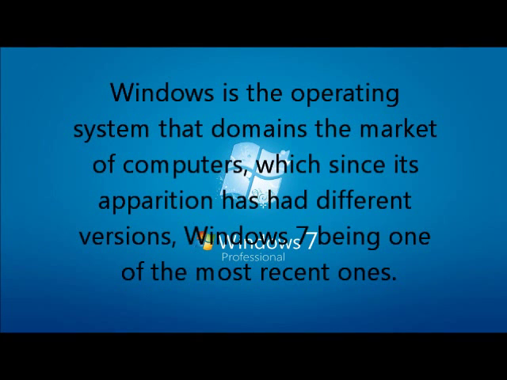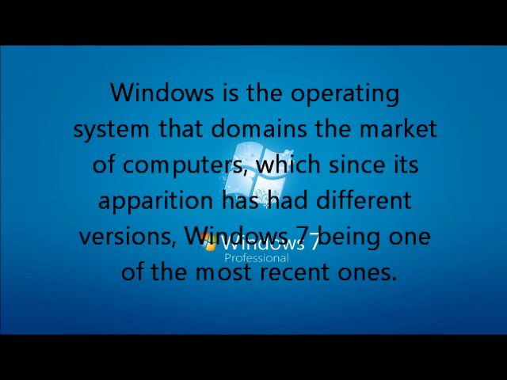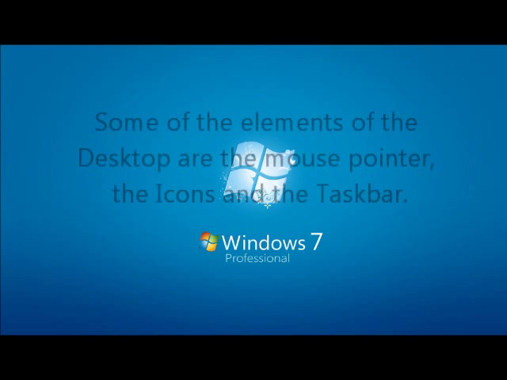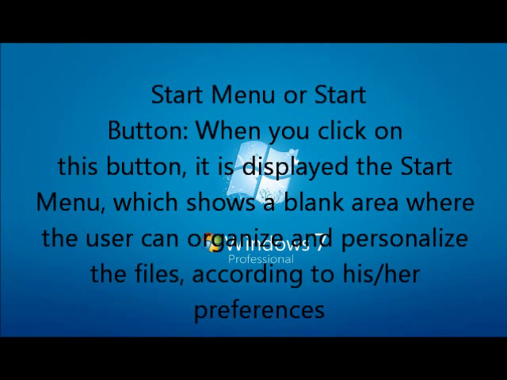Windows is the operating system that dominates the market of computers, which, since its appearance, has had different versions, Windows 7 being one of the most recent ones. Some of the main elements of the desktop are the mouse pointer, the icons, and the taskbar. Start menu or Start button.